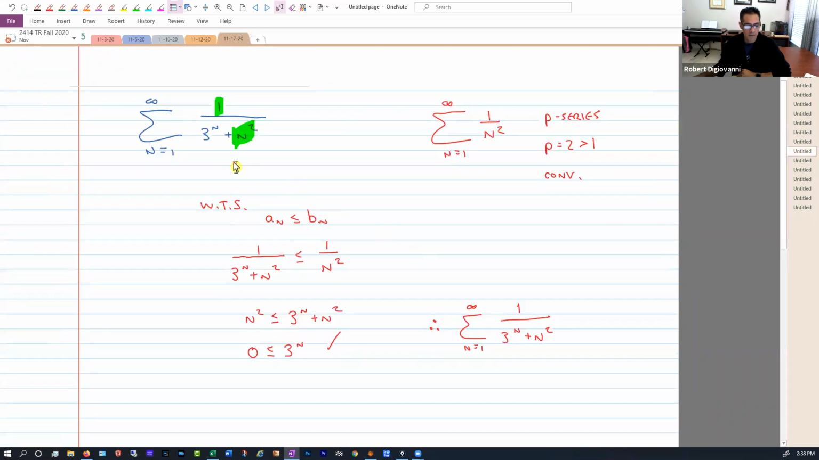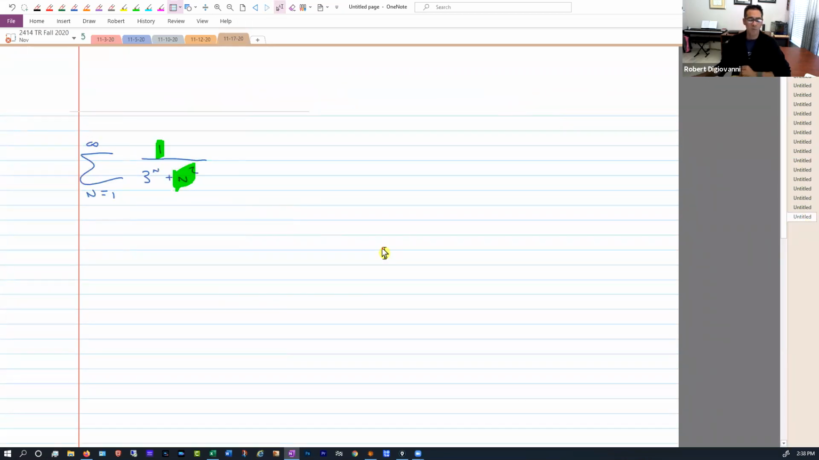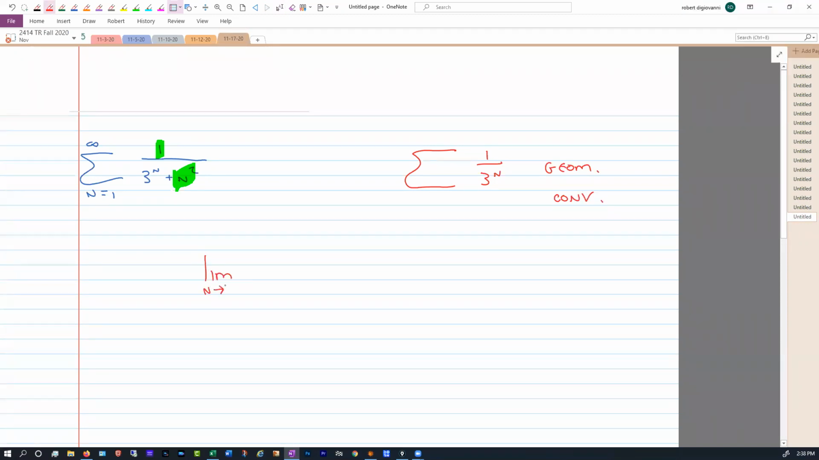How about this one? Remember we did this one? I'm really getting close to being out of room here, or out of time. Okay, if I were to do this one and compare it, I would compare it to 1 over 3 to the n, because that's geometric and it converges. And now let me try and run this using this test.